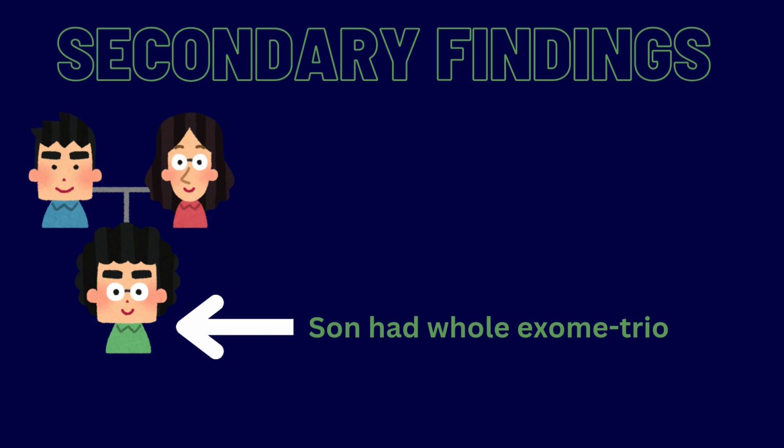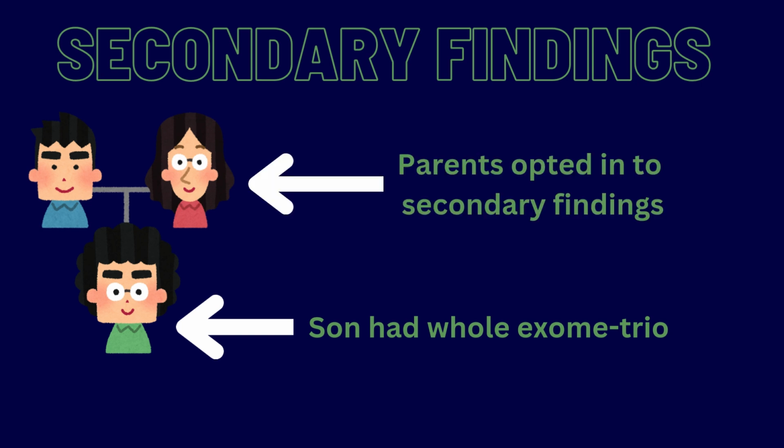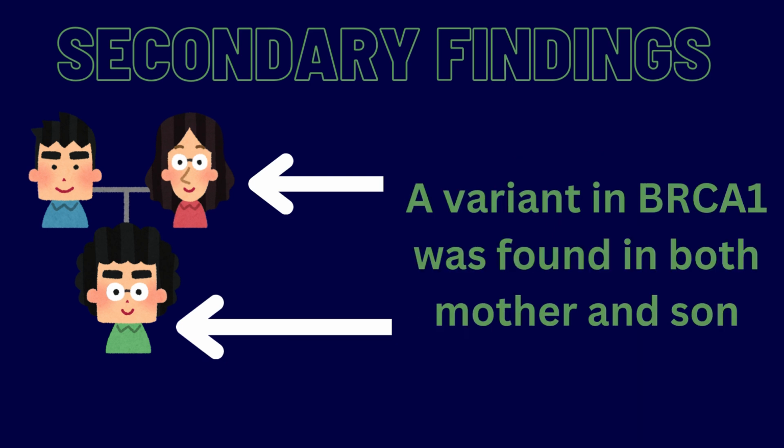For example, a son had a whole exome trio. Parents opted in to secondary findings during the consent process. A variant in the BRCA gene was found in both mom and son. This has implications for both of their healthcare, as it's an adult-onset cancer predisposition gene, and so mom may want to seek genetic counseling herself to discuss recommended screening and prevention.